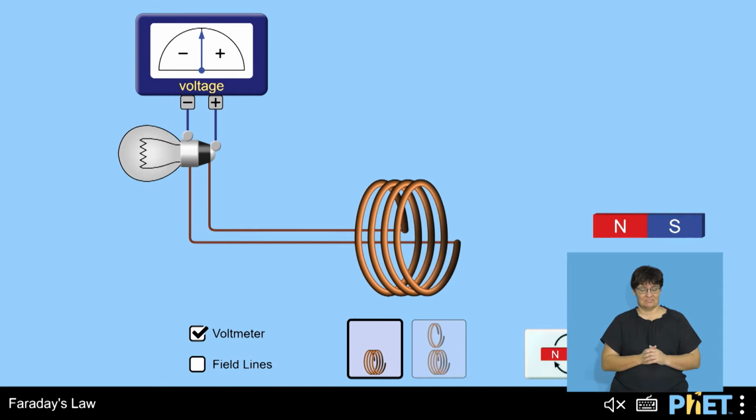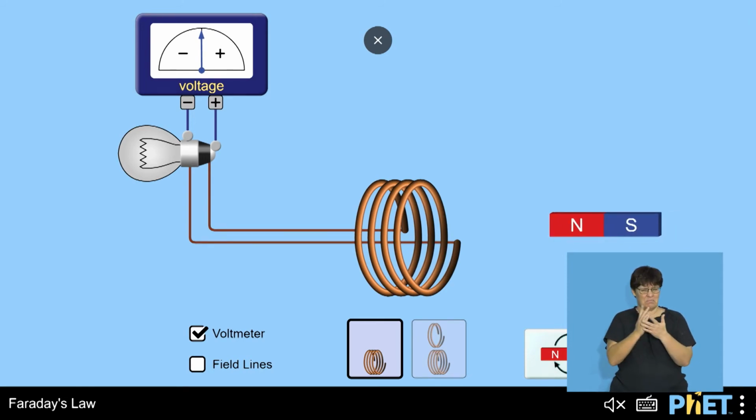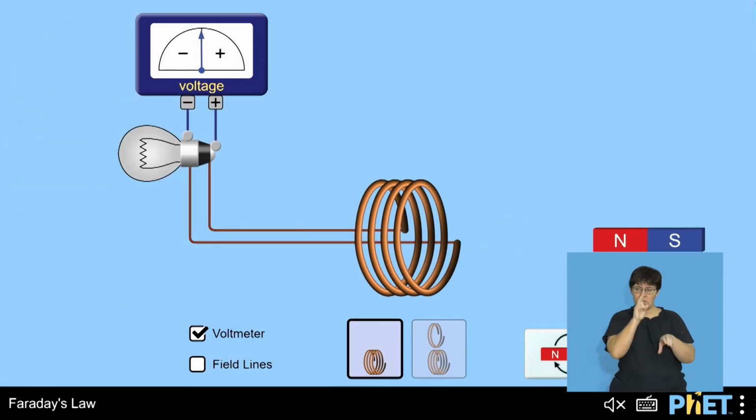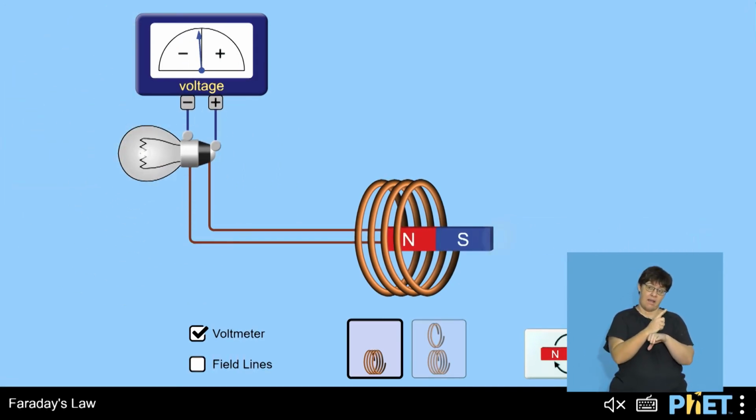And here we go. We've got the North Pole over here, and we're going to move the North Pole towards this coil. Now, I haven't put the field lines on because they're sometimes a little confusing, but I'm going to move it in. And what did you see? As it moved in, which direction did that needle go? There, it's going towards the negative.